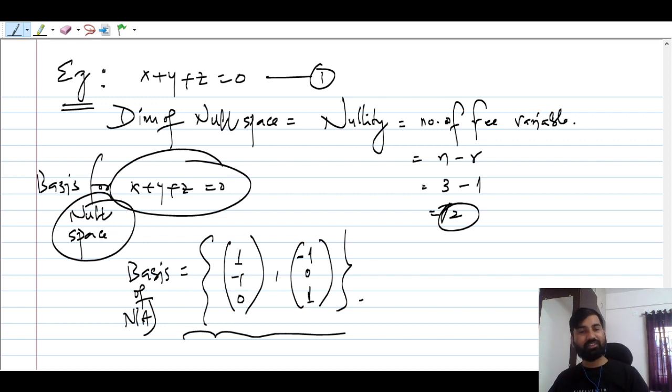Dimension is 2, so two vectors will come in the basis, and they are linearly independent vectors. Remember again, if you are suppressing z, then take x as 1 and y will be minus 1. If you are suppressing y, take z as 1 and x is going to be minus 1. In this manner you can directly find the basis for one equation. Now let's take one more equation and apply the same concept.